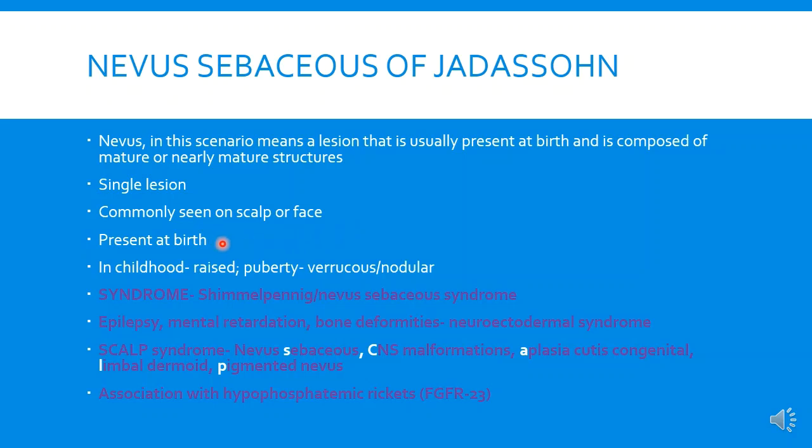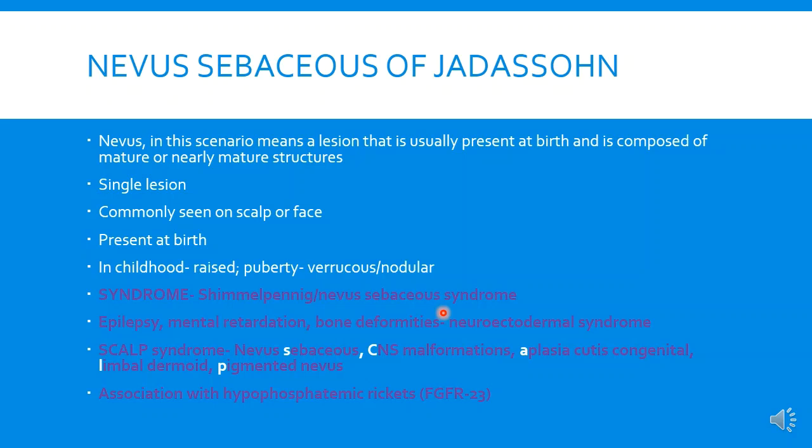They are usually seen in 3 stages: infant stage, childhood stage, and puberty stage. When these are present at birth or in the infant stage, they usually present as a hairless patch. As the stages go on, they become raised, and they become nodular eventually. This particular entity is important for the association with developmental syndromes, like Schimmelpenning or nevus sebaceous syndrome.